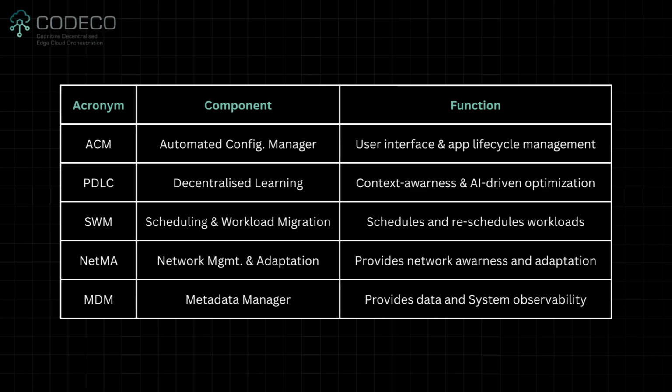After that comes the SWM, or the section leader. It takes those smart suggestions from the AI brain and actually assigns the work to the right group of computers. Then there's NetMA, our acoustics expert. It's constantly checking the network connections to make sure everything sounds perfect. And finally, MDM, the metadata manager. This is the orchestra's music library, keeping track of everything: the apps, the hardware, the network, all of it.